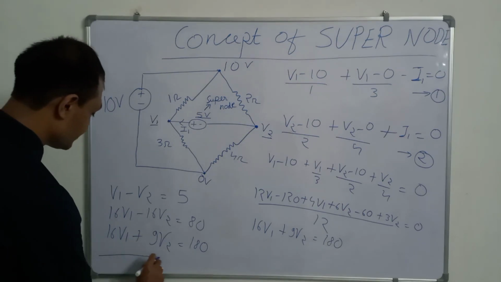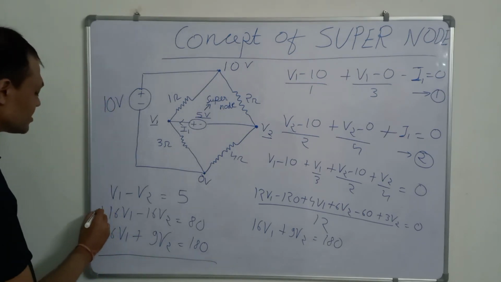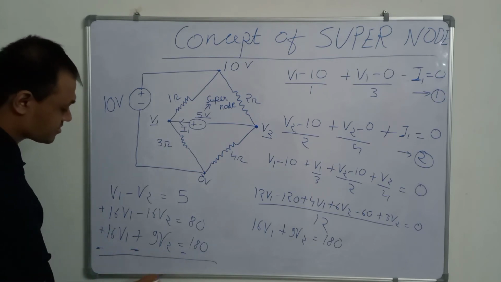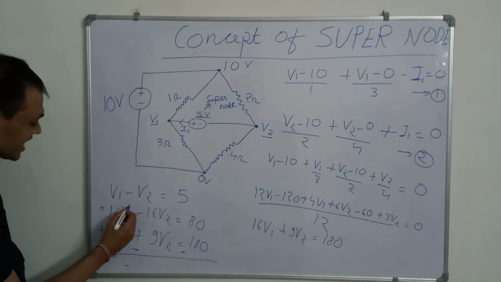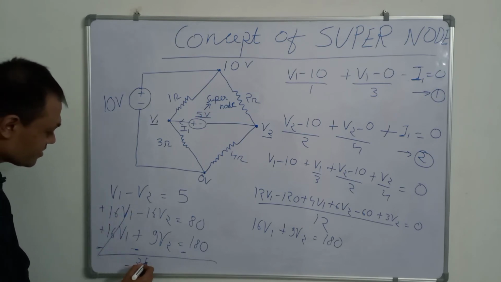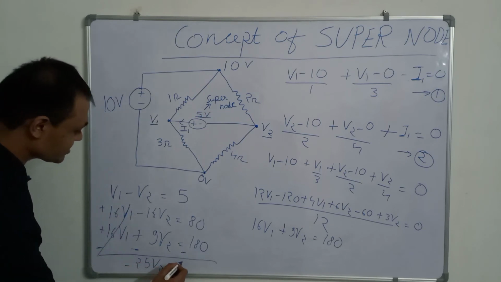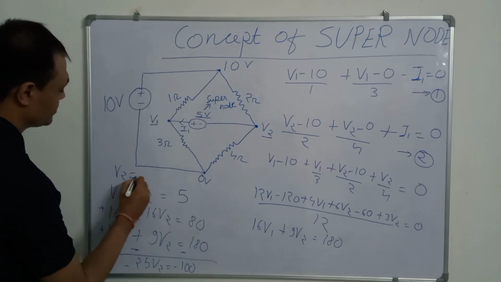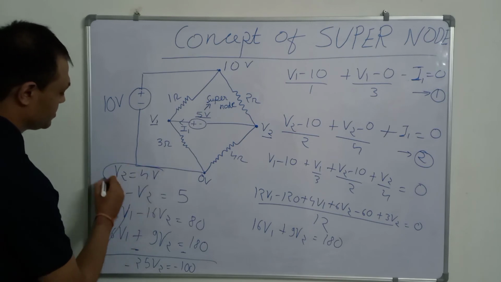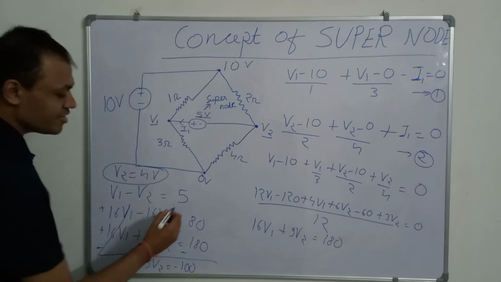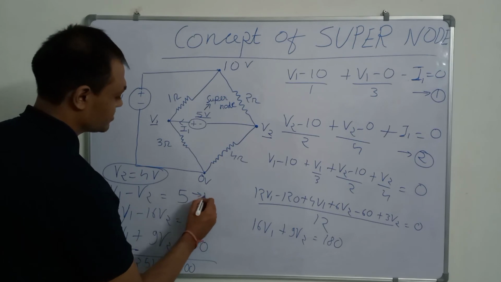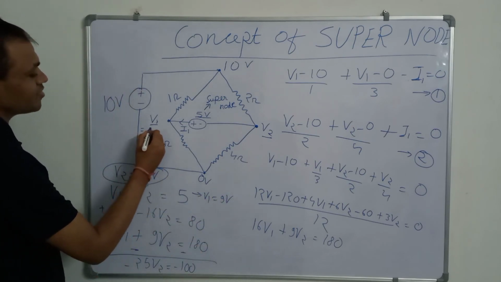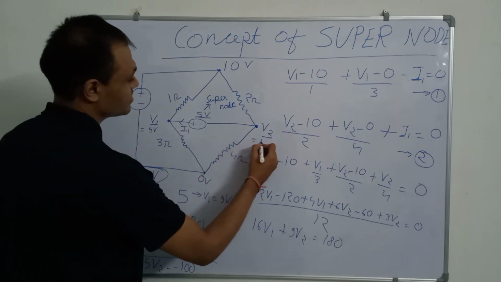So we can subtract this from this. So the 16V1 will get cancelled. So 25V2 equal to 100. So V2 will be equal to 4 volt. And from this equation V1 will be equal to 9 volt. So this V1 is 9 volt, this V2 is 4 volt.